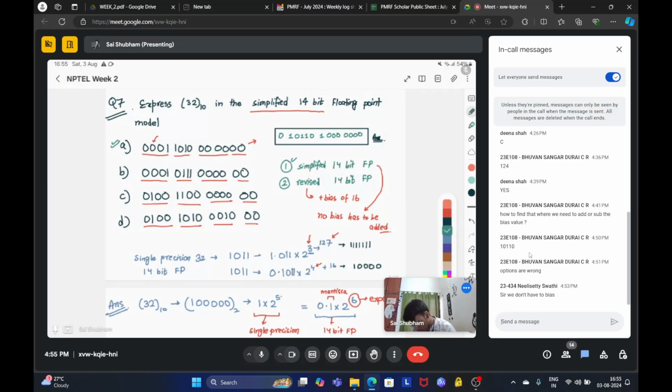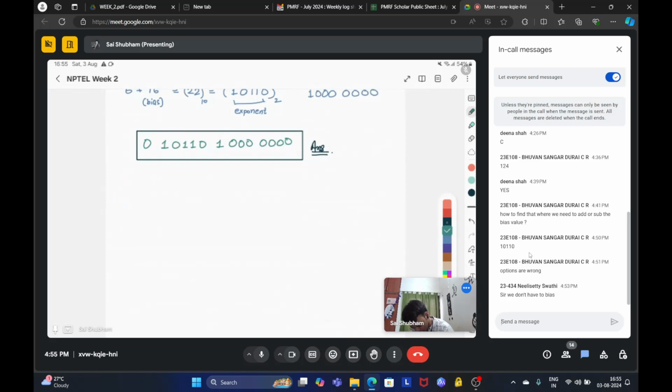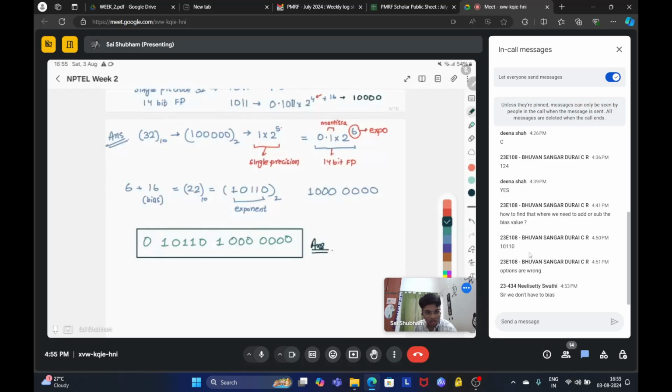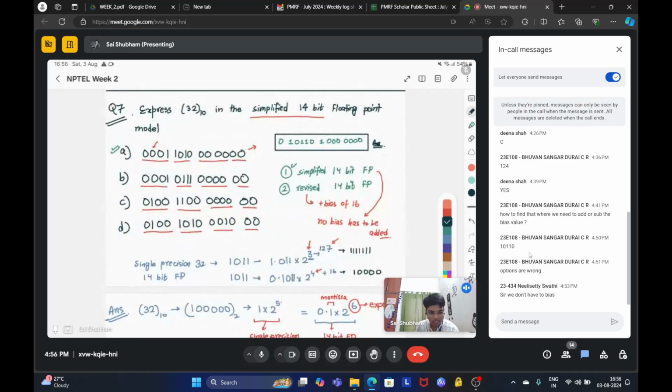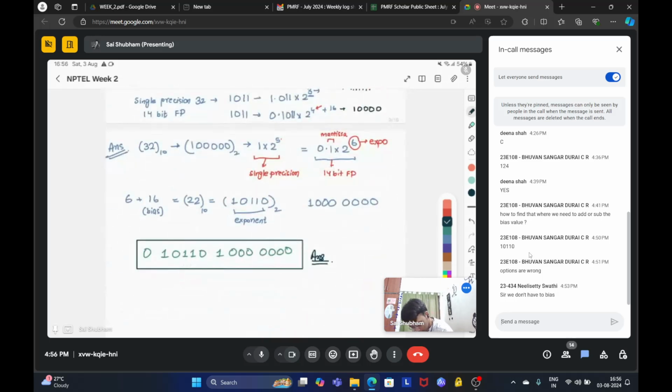Fine. So we will do one last question. I hope this is clear to everyone. Does anyone have any doubts? So these two representations are different, simplified 14-bit and revised 14-bit. I will move on to the next question then.